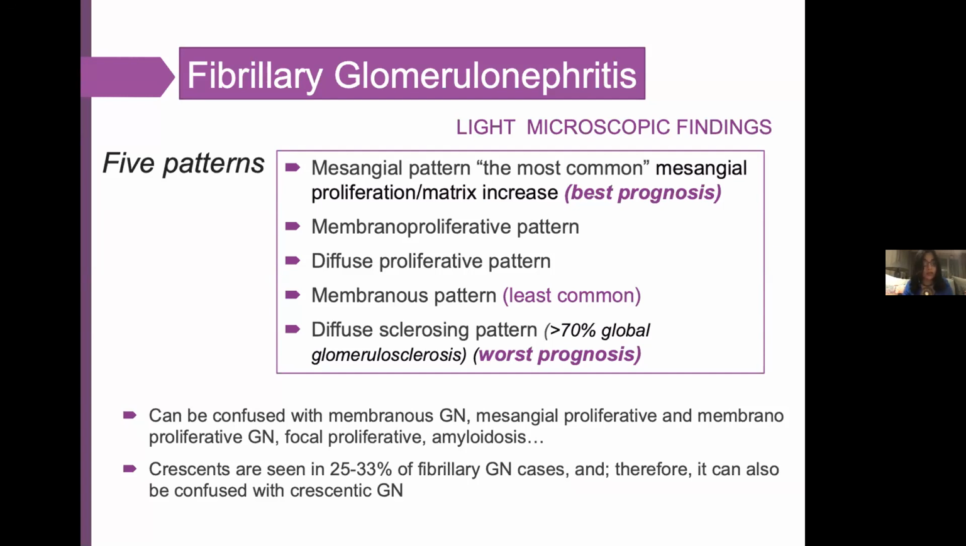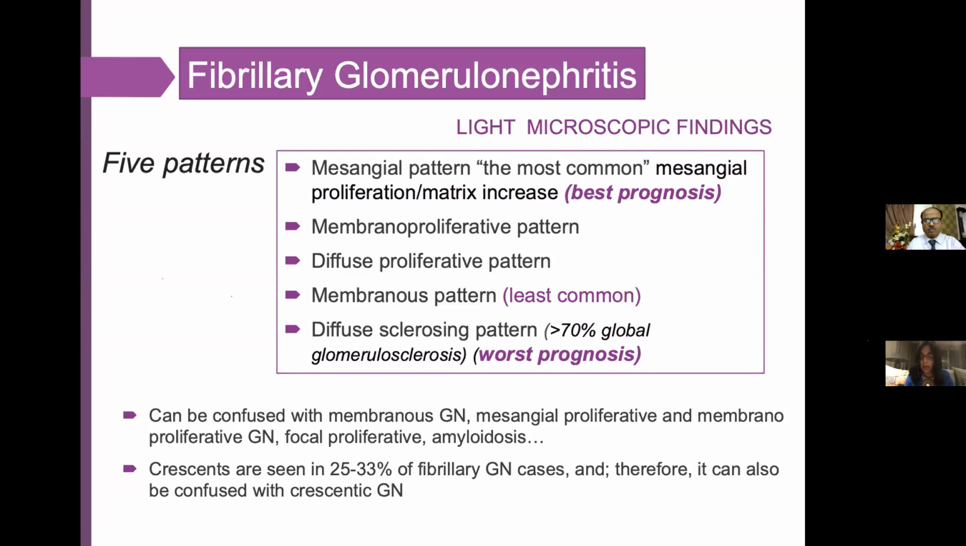It can give you a diffuse proliferative pattern, actually with crescents, up to 30%. It can give you a membranous pattern. This is the least common pattern, but fibrillary can present as membranous, and it can present as a total global sclerosis where you can have more than 70% global sclerosis. And needless to say, this is the worst prognosis. If it presents with this pattern, you are already getting into end stage.